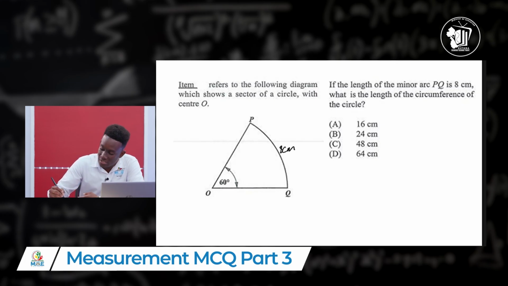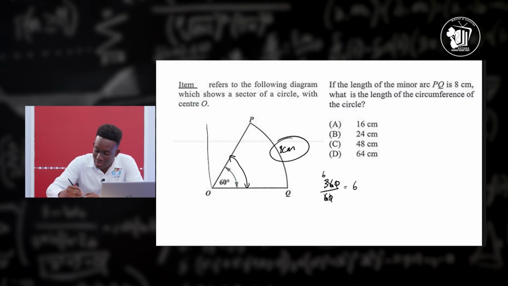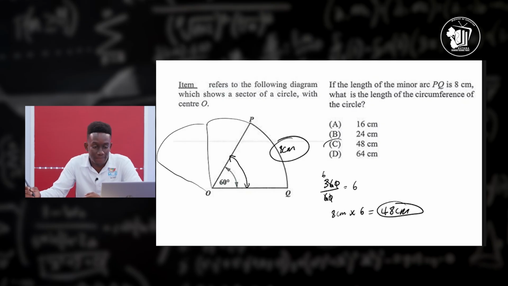So we know this piece here just caters for 60 degrees of the circle. The total number of degrees in a circle is 360. So if you divide 360 by 60, this 0 goes with that 0, and 36 divided by 6 will give me 6. So I can just multiply this answer by 6 and I will get the remaining part of the circle, because I do this 6 times. So this will be 8 cm multiplied by 6. 8 times 6 is 48 cm. So the answer is 48 cm, which is simply C.